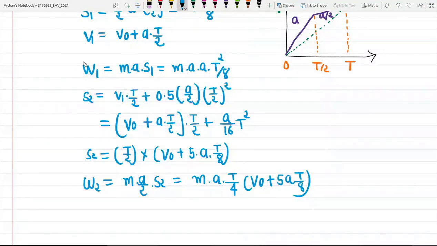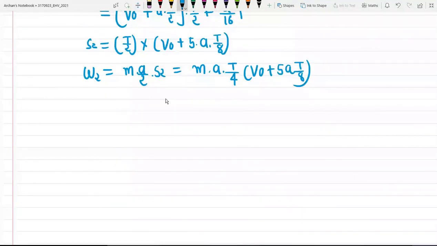So let us calculate the total work done, because we are going to find the average power during acceleration, and average power during acceleration is nothing but the work done divided by the time. So let us try to find the total work.